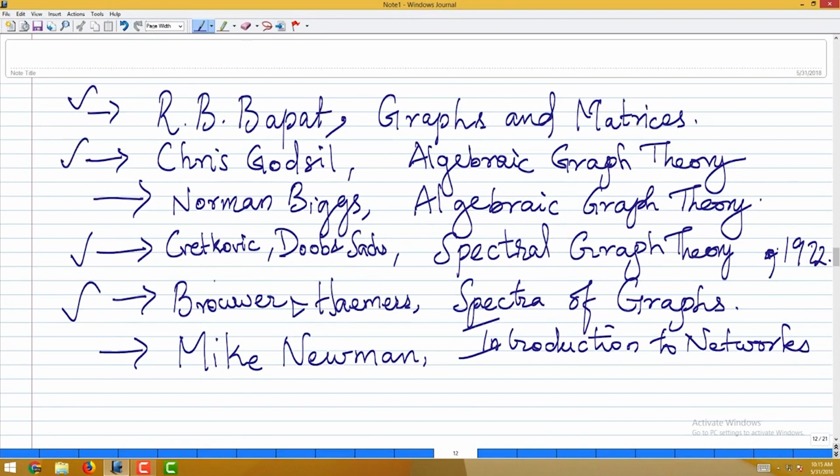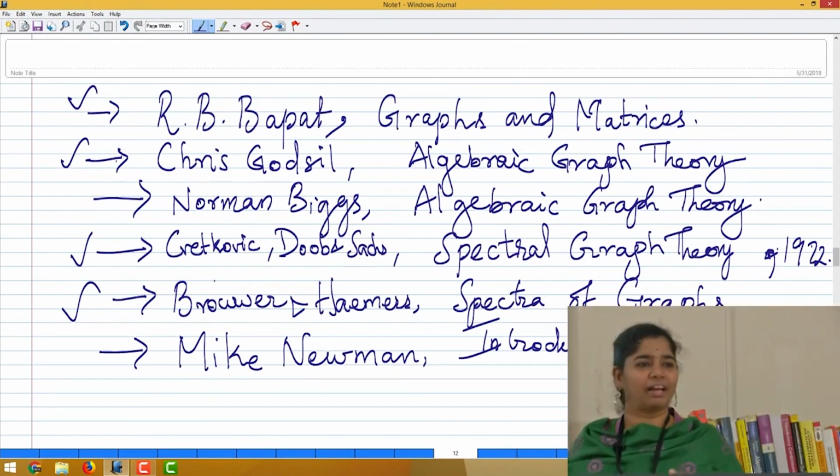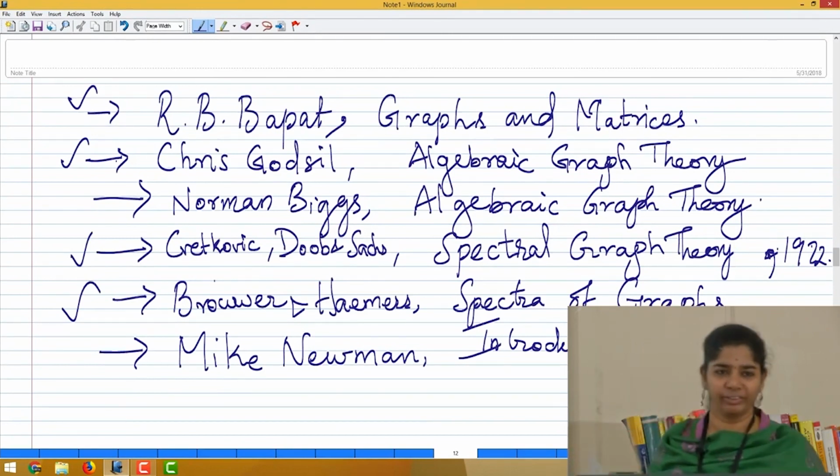For mathematical handling, you can look into Bapat and Cvetkovic or Brouwer. Godsil, of course, has given algebraic graph theory in detail. Biggs alone has given it like a story. If you are interested in reading it like a story, just take it while traveling in a train, and you will finish the book in two days.